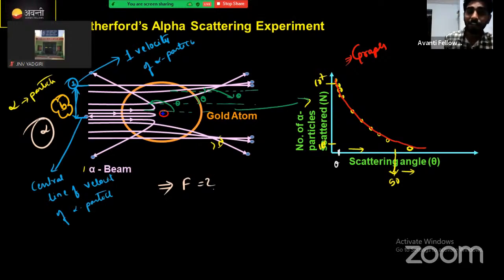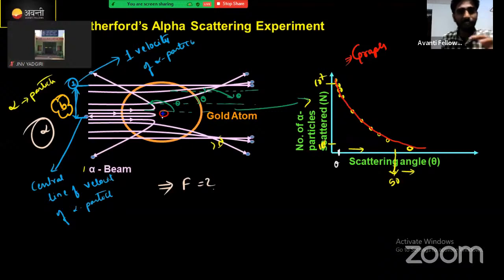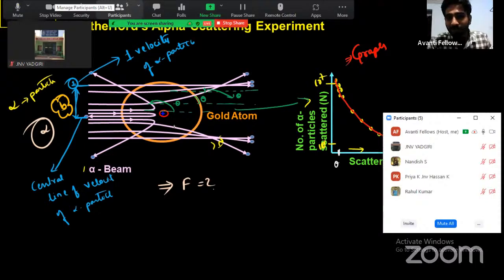Actually, alpha particles are also charged particles, and this center of the gold foil is a positively charged nucleus. This is also a charged one. Can you guys tell me that two charges are there here? Two charges are there. What kind of force can exist between these two charged particles? May I know what kind of force exists between these two charged particles?